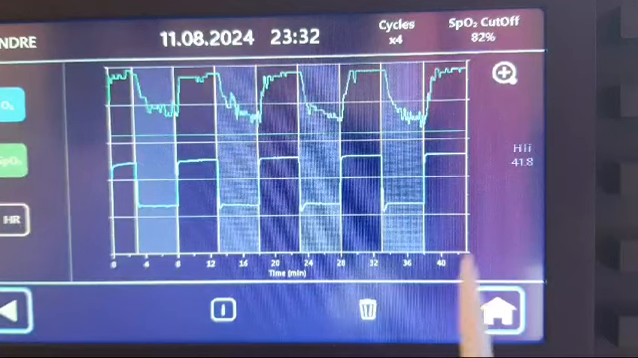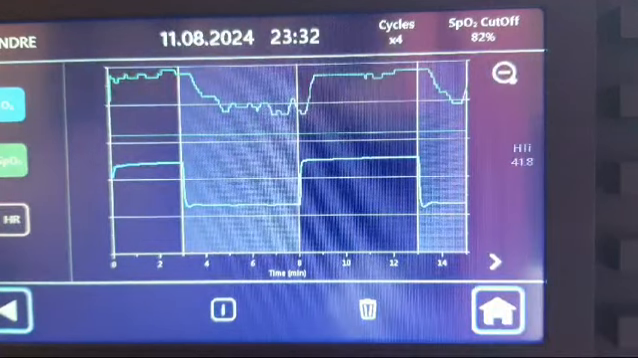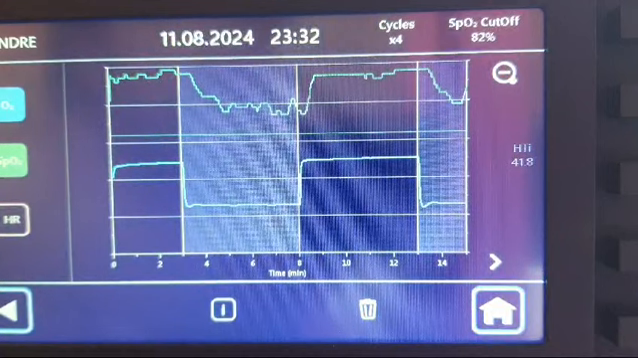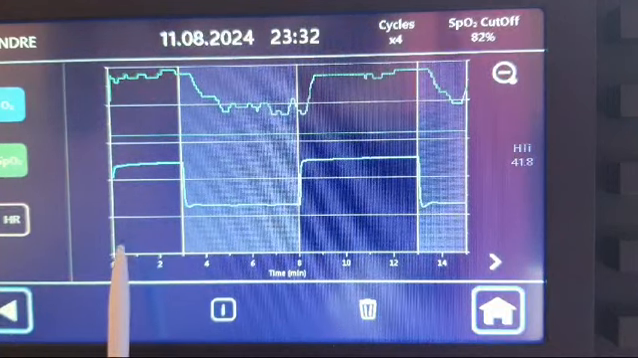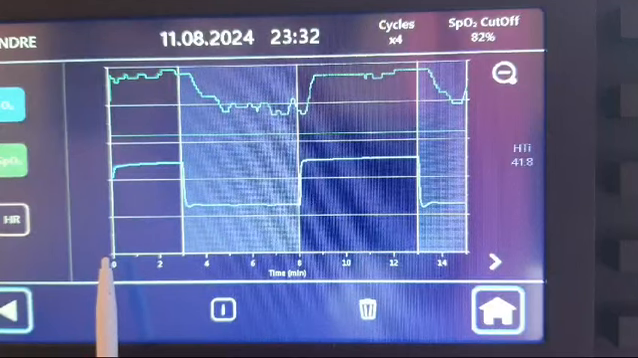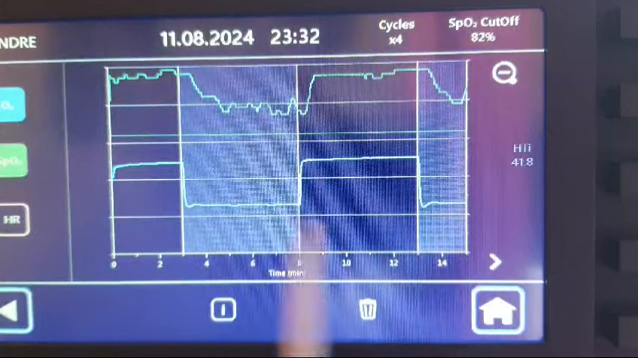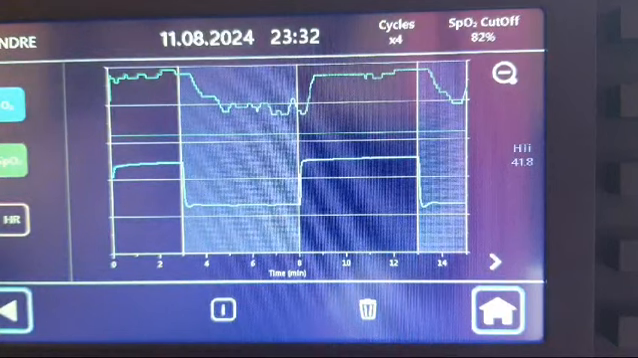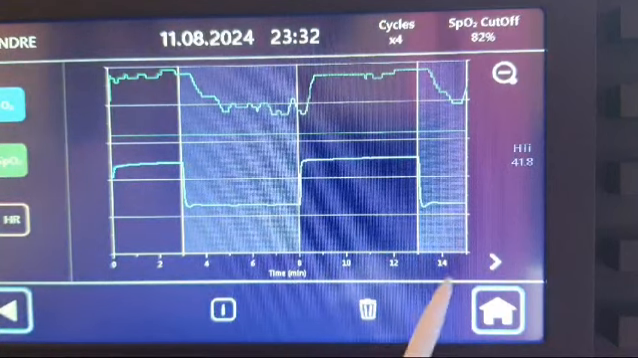Additionally, on the chart, you have this plus sign here. What this plus sign does is stretch out the chart on a more detailed x-axis. So basically, you can see in more detail what occurred during the treatment.